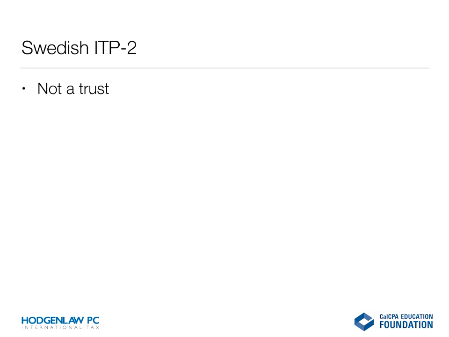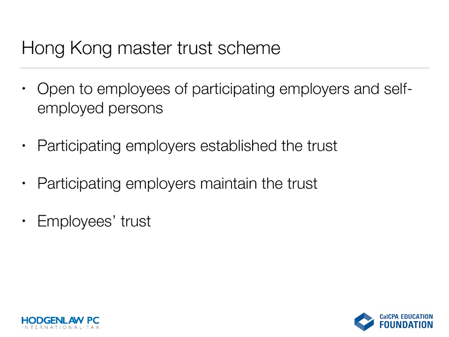So, how does that apply to Swedish ITP2s? Well, that's not a trust, so we don't need to worry about it at all. How about the Hong Kong Master Trust Scheme? Well, participating employers establish the trust, and participating employers maintain the trust, and it's open to the employees of the participating employers and self-employed persons. Seems to me that meets perfectly the definition of employees trust.